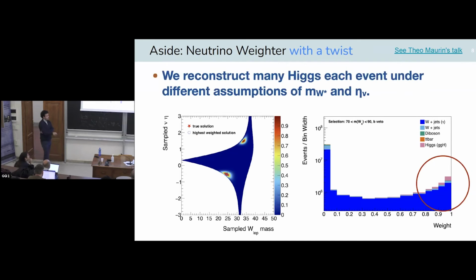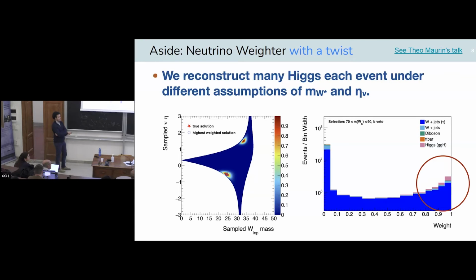I wanted to flash back a slide from Theo's talk a couple of days ago, because this neutrino weighter method, where you try to scan a plane of 2 quantities that are not measured in your event, can actually be applied also to Higgs physics, where this time you're not sampling 2 neutrinos, you're sampling 1 neutrino and the mass of the off-shell double boson.